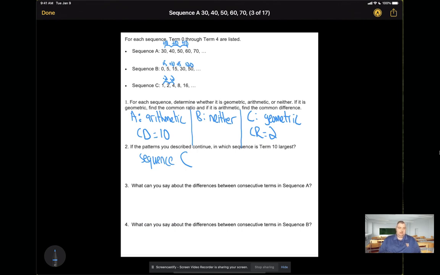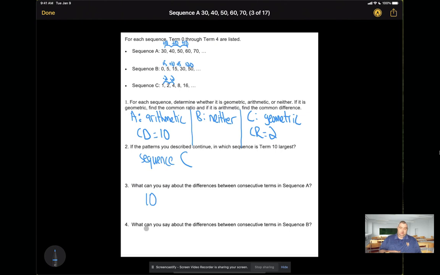Number 3, what can you say about the differences between consecutive terms in sequence A? So we kind of already answered that. In sequence A, the differences between consecutive terms is going to just be 10. It's always going to be 10, right? Because if I take any term and subtract the previous term, the difference is going to be 10. 40 minus 30 is 10. 50 minus 40 is 10. 60 minus 50 is 10. So we can say that the difference is always 10.